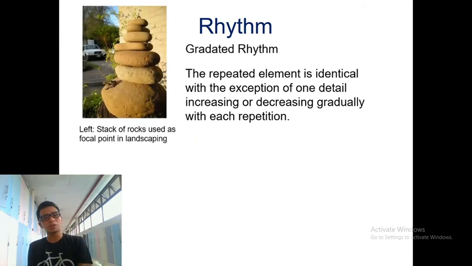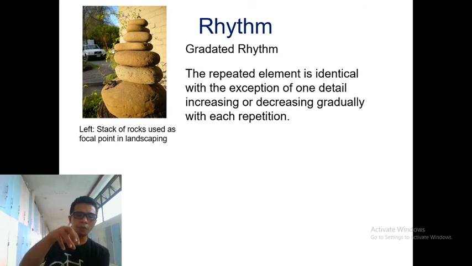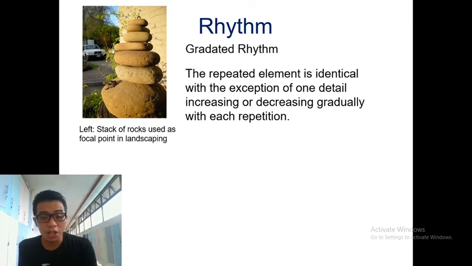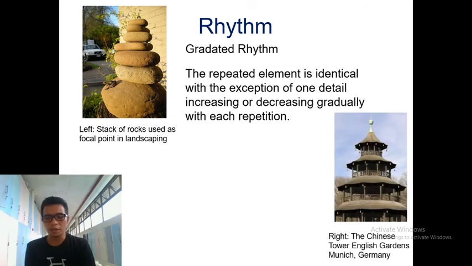Now, example ito, ganito rin. O, same element, rock. Yung texture niya parang pareho lang. Hindi kasama yung palaka. So, parang ganun din. Flat, may mga baku-bako, may mga hindi magandang texture, pero same element, same almost shape or form, pero ginawa mo is pinagpatong-patong mo pero lumiliit ng lumiliit hanggang maliit na siya. So that's gradated rhythm. No? Ayun, same thing with this Chinese tower in Germany.